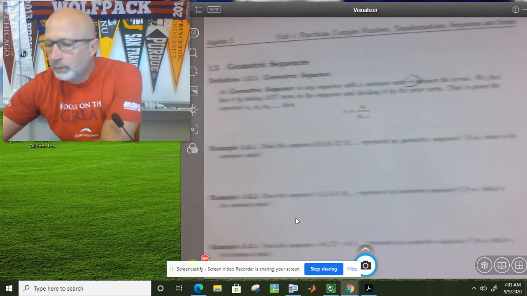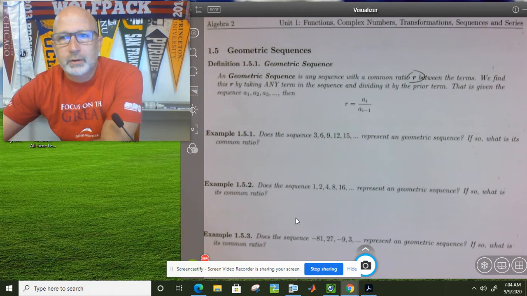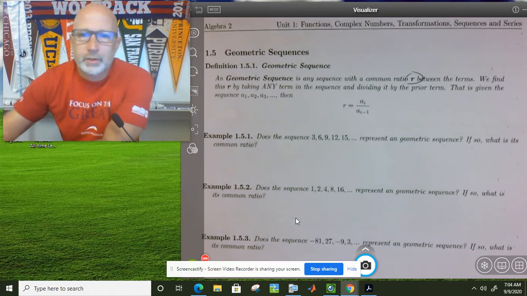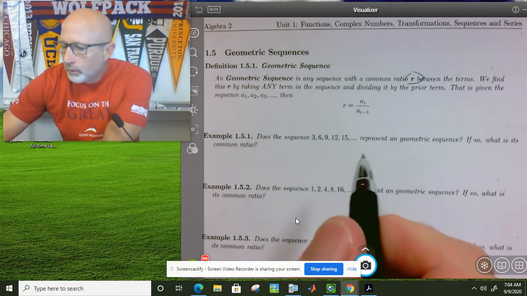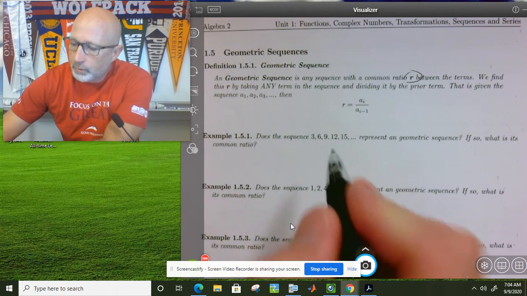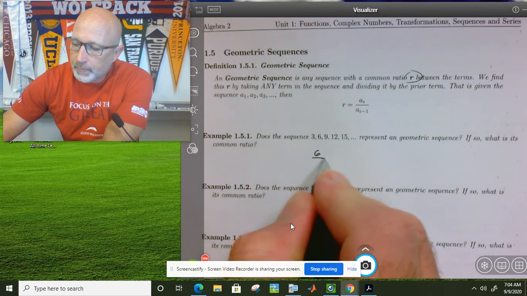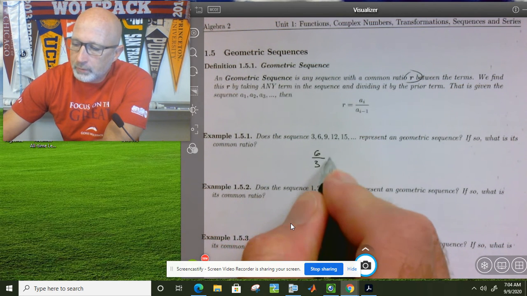Okay, example 1.5.1: does this sequence represent a geometric sequence? If so, what is its common ratio? If it is, then it should have the same common ratio all the way through. So let's figure out what the common ratio is. I'm going to go 6 divided by the prior one, which gives me 2.